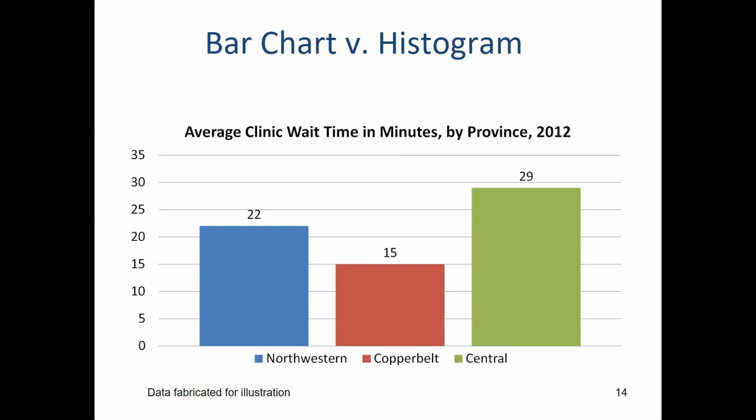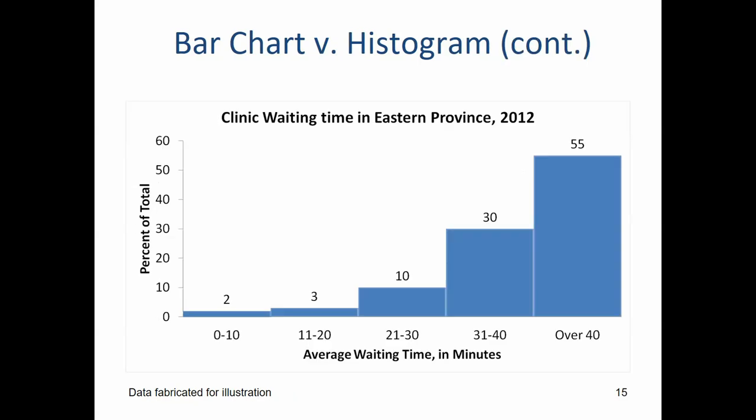الآن راح يقارن لك بين البار شارت والهيستوغرام. البار شارت هي عادة أعمدة متجاورة بيناتها فراغات. شوف هذا فراغ وهذا فراغ، عادة يكون نفس العرض بس الارتفاع مختلف حسب الأعداد. هنا عندك average clinic wait time in minutes by province. بالنورث ويسترن ينتظرون 22 دقيقة، بالكوبر بيلت 15 دقيقة، سنترال اريا ينتظرون 29 دقيقة. المرضى ينتظرون الأطباء بالدقائق. كل منطقة أنطى معدل الانتظار مال المرضى للطبيب. هاي طبعا data fabricated for illustration، المصدر مالتها fabrication.